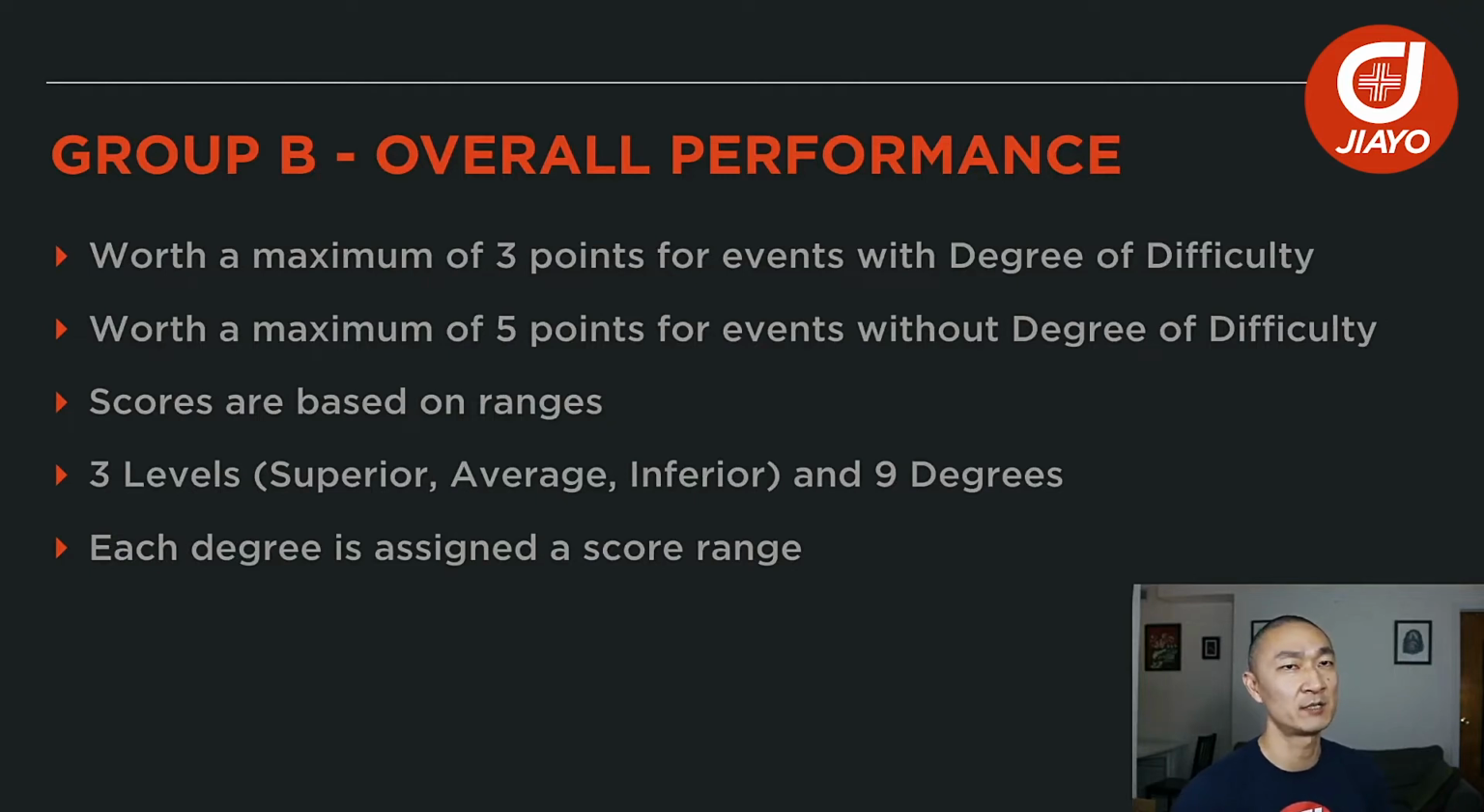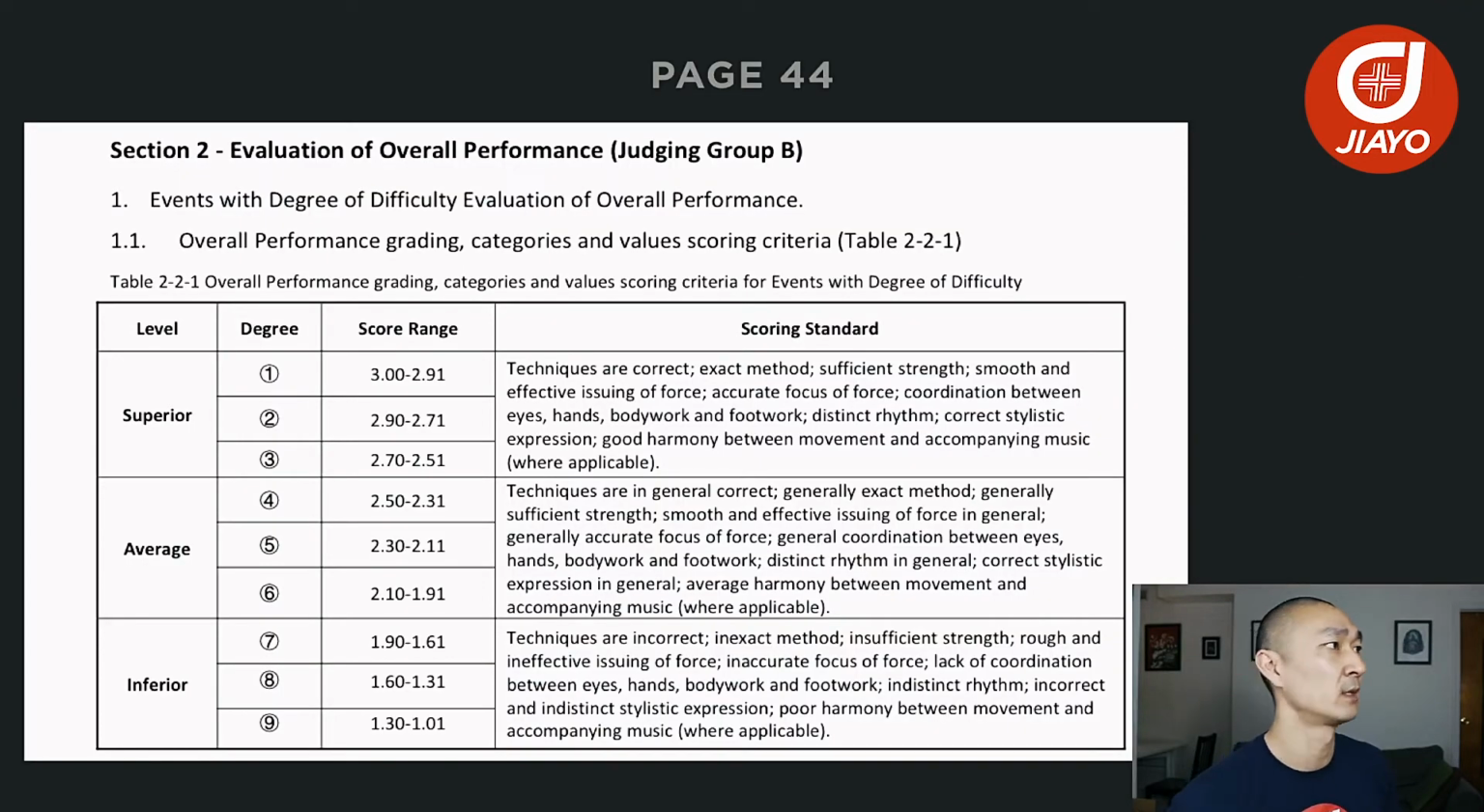Also, some of the events at the World Junior Wushu Championships, with the Group C elementary forms as well as the Group B first compulsory forms. Group B scores are based on ranges. Those ranges are defined by 3 levels, superior, average, and inferior, which are then separated up into 9 degrees, and each of those degrees is assigned a score range. So on page 44, this is the table for evaluation of overall performance.